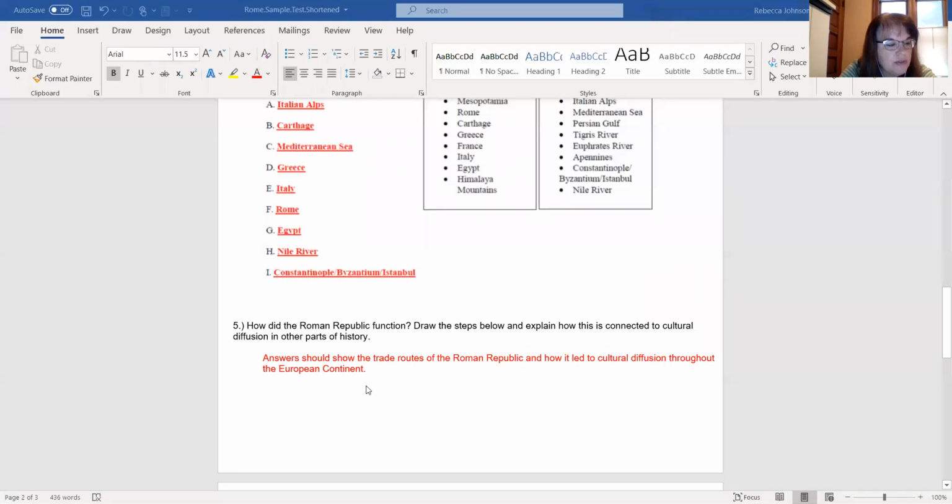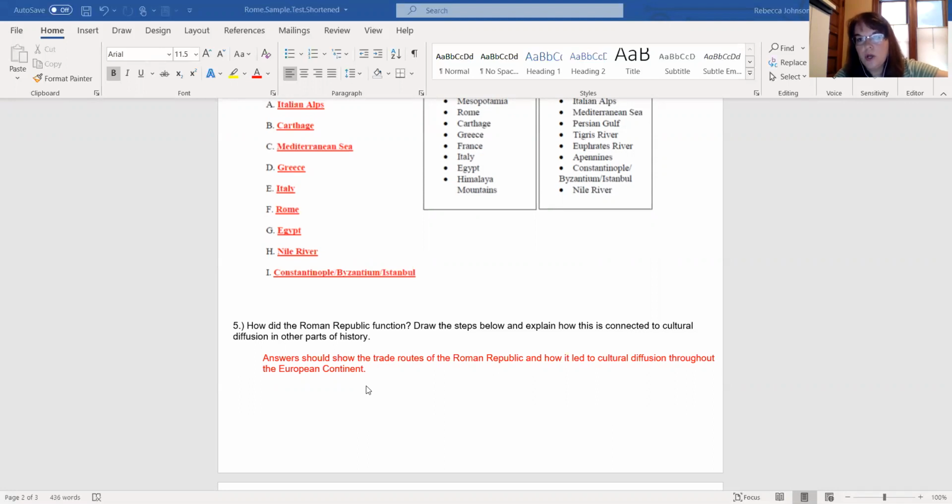And then question 5 asks about the functioning of the Roman Republic, and it's talking about the steps in terms of how the entire Roman Republic functioned. And so remember that the Roman Republic, just for those of you who haven't studied this in a while, ends up spreading all the way up to England, right?